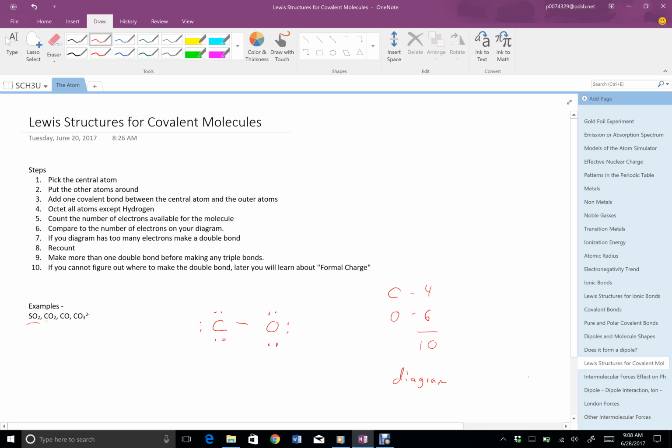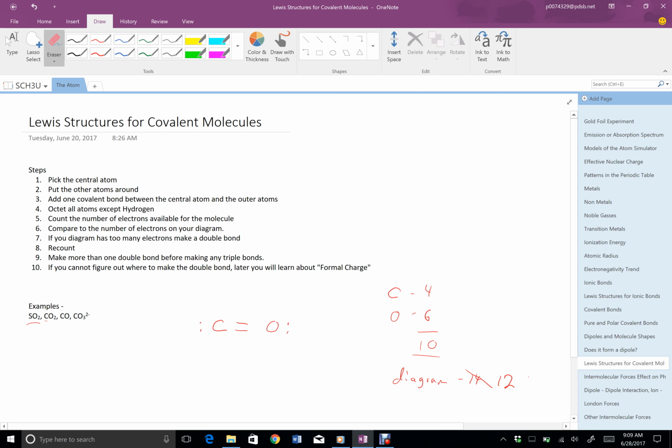2, 4, 6, 8, 10, 12, 14. Okay, so I'm currently at 14. So that's too many. So I have to make some double bonds. There's 1 double bond. 2, 4, 6, 8, 10, 12. So I'm reduced to 12, but it's still not enough. I need to get down to 10.